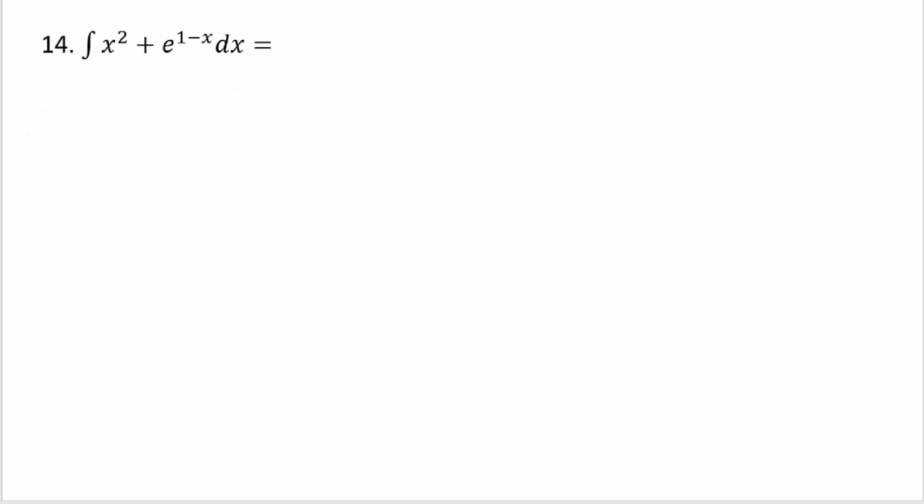In number 14, we have the integral of x squared plus e to the power of 1 minus x dx. So we can expand our given in terms of the integral of x squared plus the integral of e to the 1 minus x dx, since the value of u there is not common. Okay, so now I'm going to write the integral of x squared dx plus the integral of e raised to 1 minus x dx.